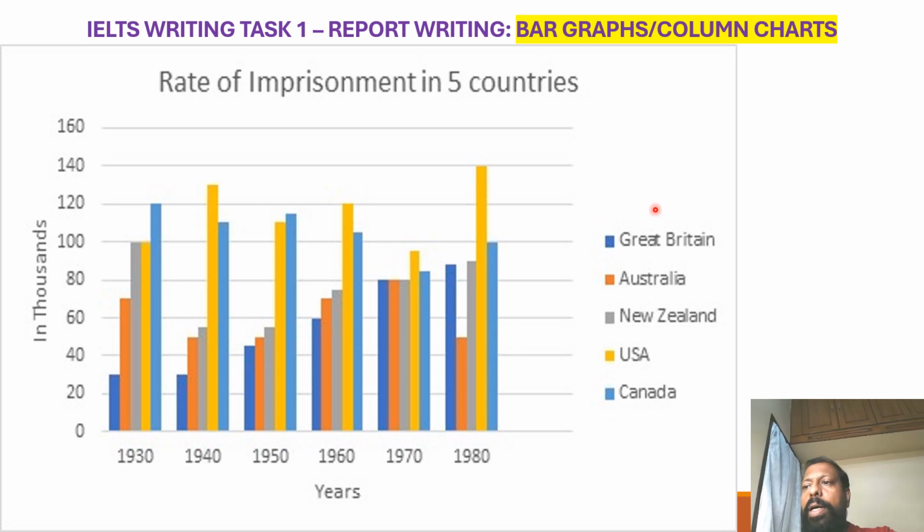Now secondly, the top line, this blue, refers to Canada. So coming to Canada, what happens? Canada's imprisonment begins at 120,000 in 1930. That's the data. You see, the last year, 1980, it comes to 100,000. So even though there is a fluctuation in between, what is the trend here? It's a decreasing trend. It comes down.